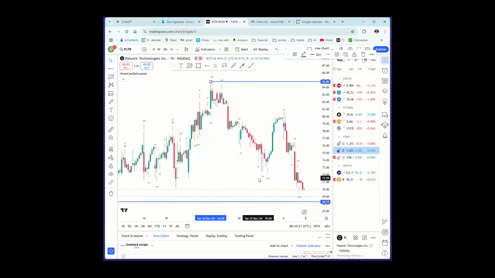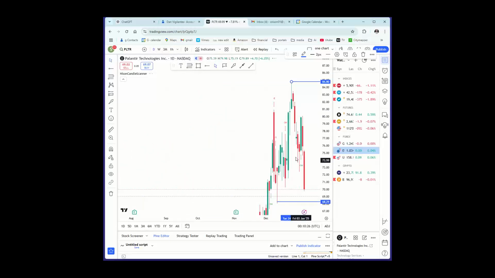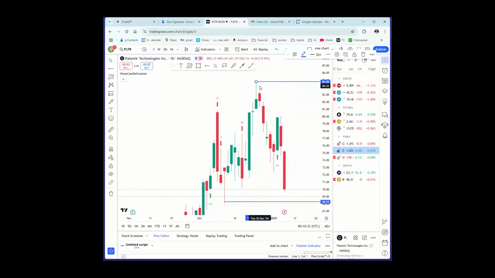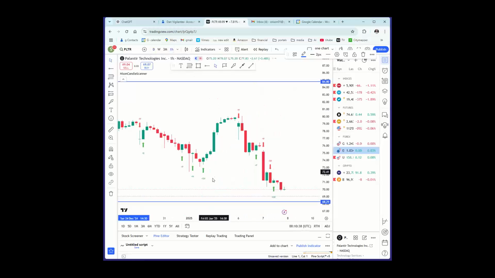Okay, so based on this, let me go back to the daily. Okay, so we have our first resistance area on the daily up here. It might be a little bit over here also, but that's a long ways from here. So I'm going to look at an intraday, and notice what we see on the intraday.